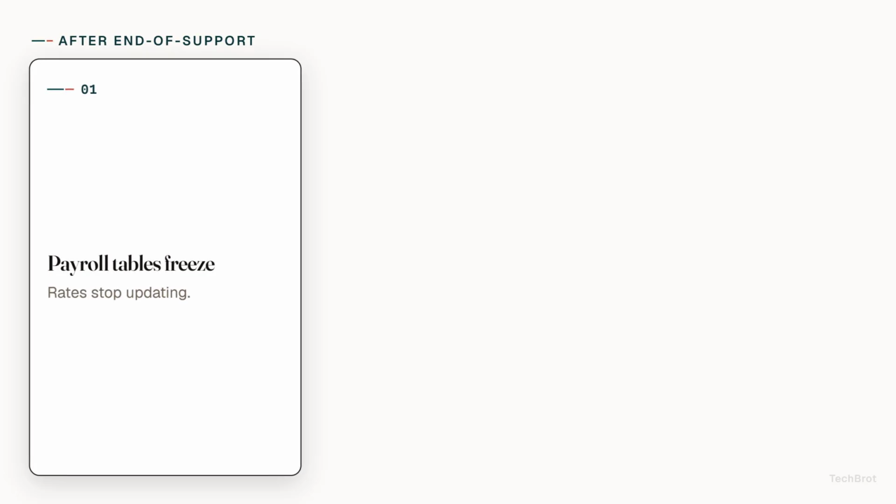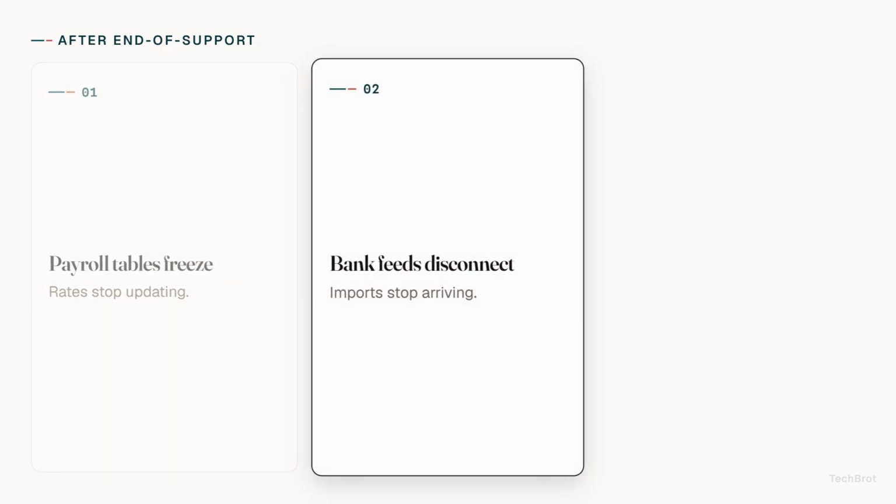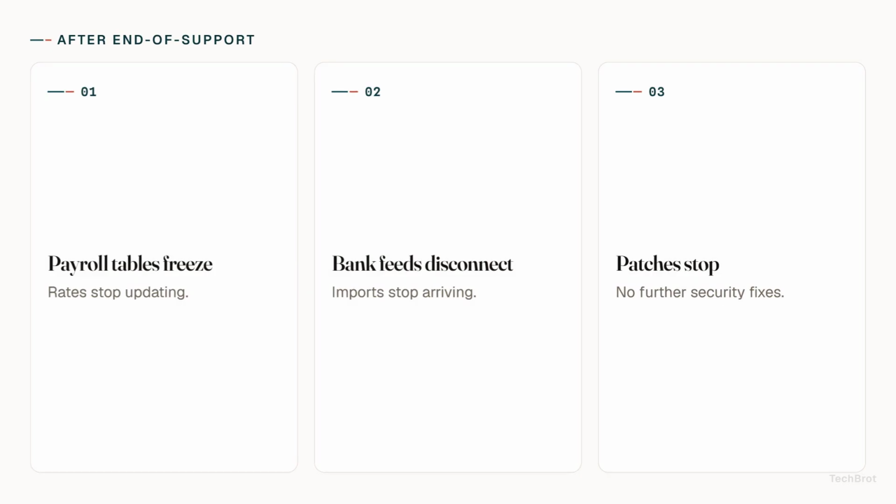What matters is what happens after end of support. Payroll tables freeze, bank feeds disconnect, and security patches stop arriving. The file keeps opening, but it stops being a system you can safely run a business on. Enterprise is exempt from the phase-out.